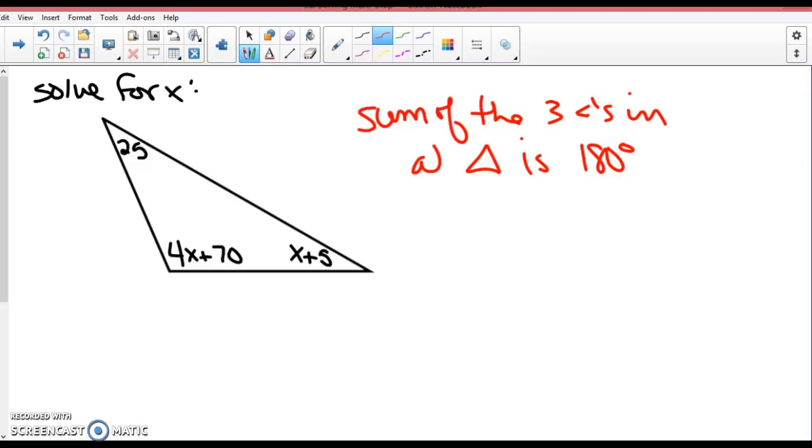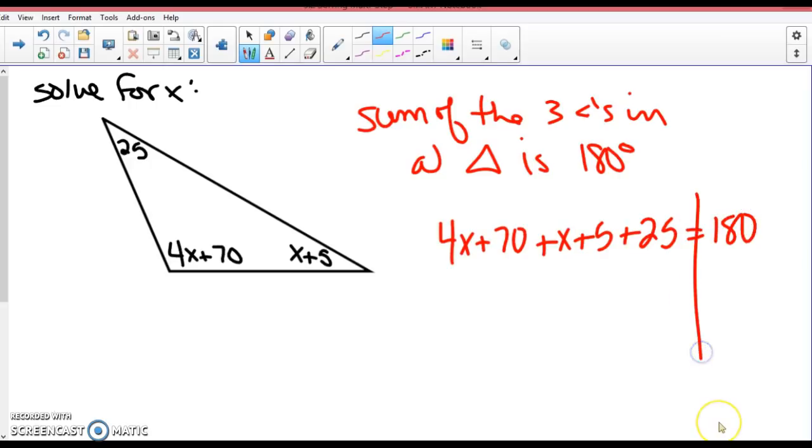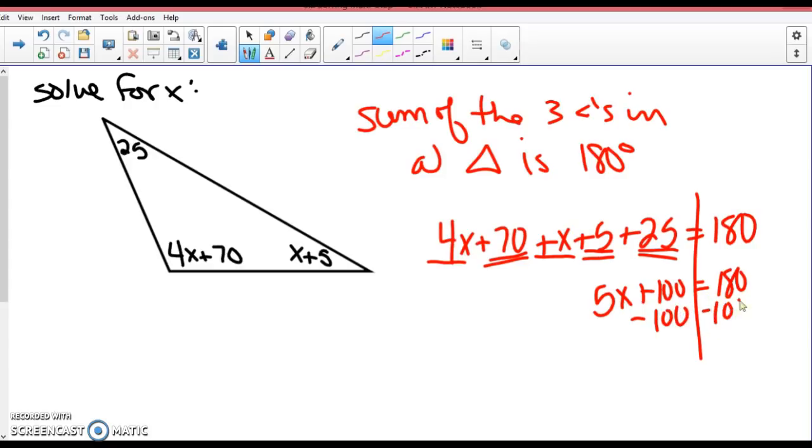So the equation that I would write here would be 4x plus 70 plus x plus 5 plus 25 has to equal 180. So simplify your left side. 4x plus x is 5x. 70 plus 5 plus 25 is 100, right? Subtract 100 from both sides. So I have 5x equals 80. Divide both sides by 5, I think that's 16. Yep, x is 16.